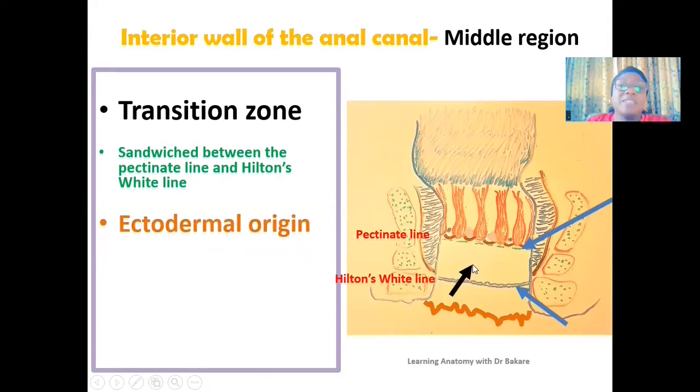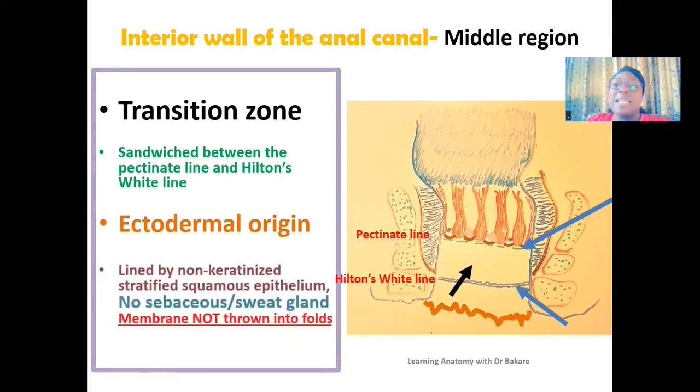This region is of ectodermal origin, which means that it originates from the embryonic ectoderm, and it is seen to be lined with non-keratinized stratified squamous type of epithelium. We know that stratified squamous epithelium are epithelium lining of the skin, and we know that this region is gradually getting to the external part. So the epithelium lining the skin is also continuous within this part, and that is why it is seen to be lined with the stratified squamous type of epithelium.